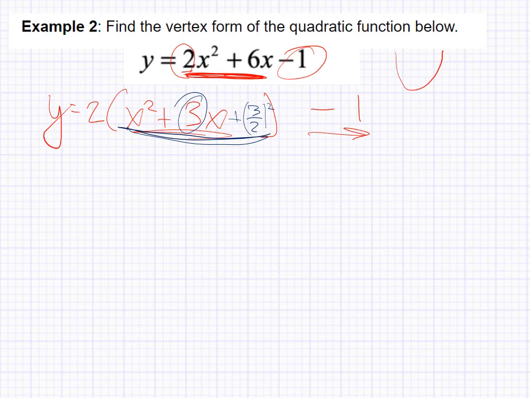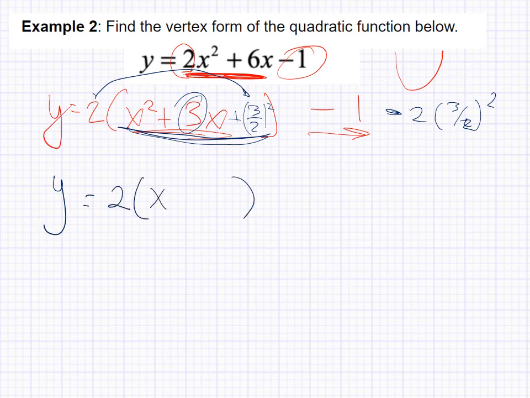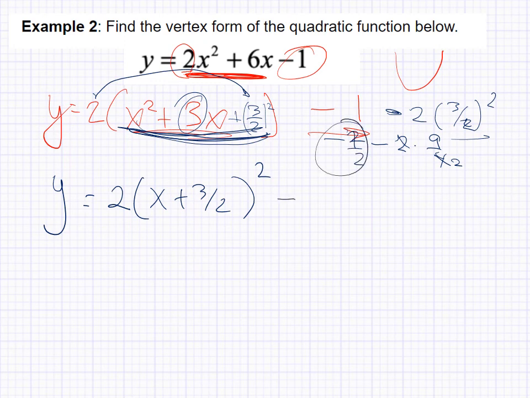Now, we can't just add that in. We have to also subtract it. Well, what are we going to subtract? 2 times this. So 2 times (3/2) squared is going to have to be subtracted off. All right, so what do we get? Well, we have 2 times, this thing would be (x plus 3/2) squared. Okay, that's this piece. Then here, what do we get? Well, we have -1 minus 2 times 9/4. Well, cancel this, it's really 9/2. So -1 minus 9/2. Well, -1 is -2/2. So -2/2 minus 9/2 is -11/2.